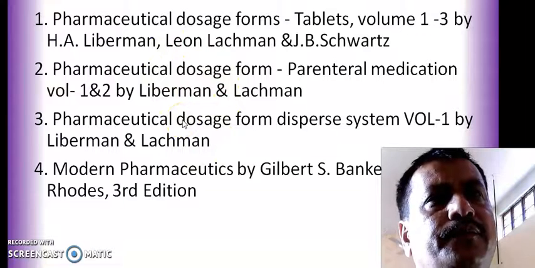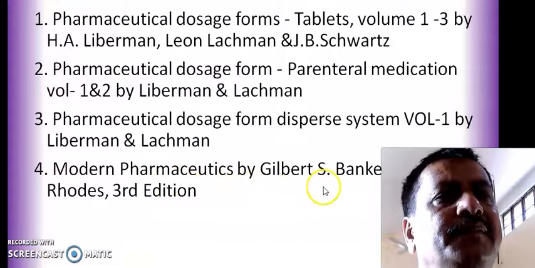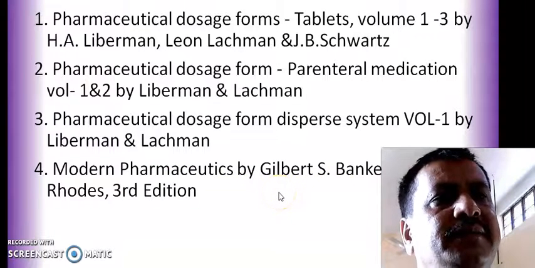Then the fourth book which has been recommended by PCI is Modern Pharmaceutics by Gilbert S. Banker and C.T. Rhodes, the third edition.